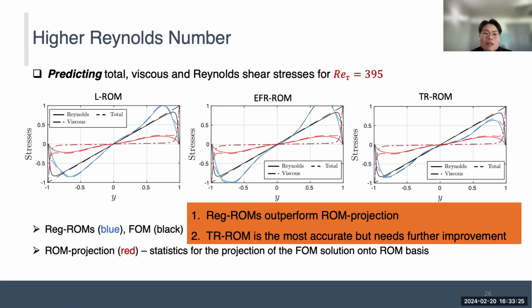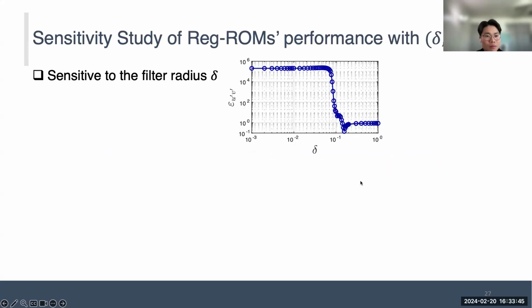So what we found is that RegROM outperforms ROM projection, and time relaxation ROM is the more accurate result. It's the most accurate model, but for higher Reynolds number, it needs further improvement. So it's still not perfect. And in this paper, we also perform a sensitivity study of RegROM's performance with 2 parameters: filter radius and relaxation.